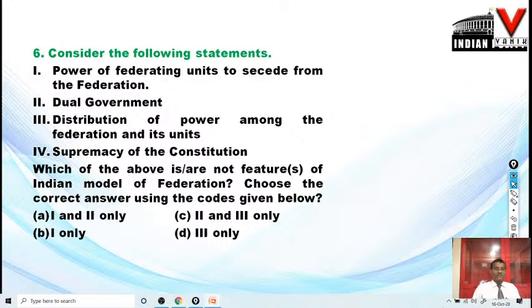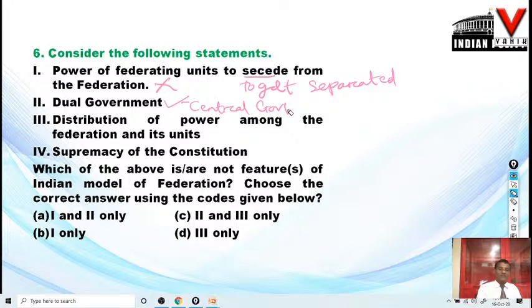Okay, Ashutosh. So consider the following statement: power of federating units to secede. What is the meaning of secede? I told you, secede means to get separated. So it is not right, it is incorrect. In India, it is not a feature. Dual government is a feature because we have the central government, even three tiers of government, plus the state government. So we have more than 2 governments. We fulfill this condition.